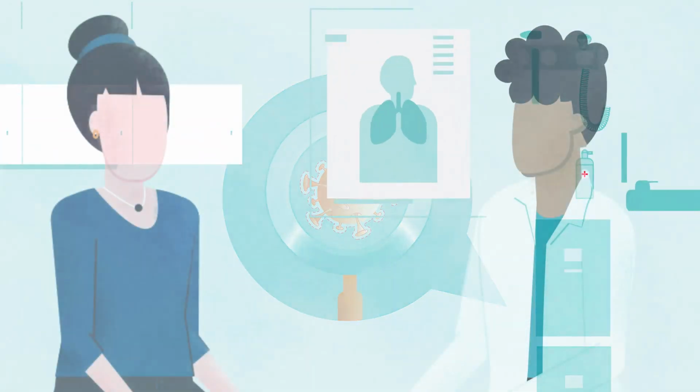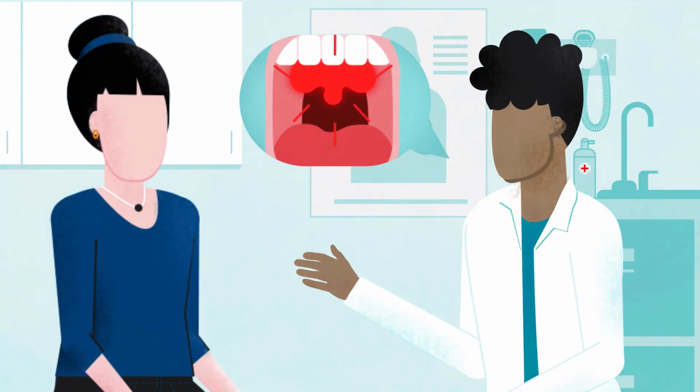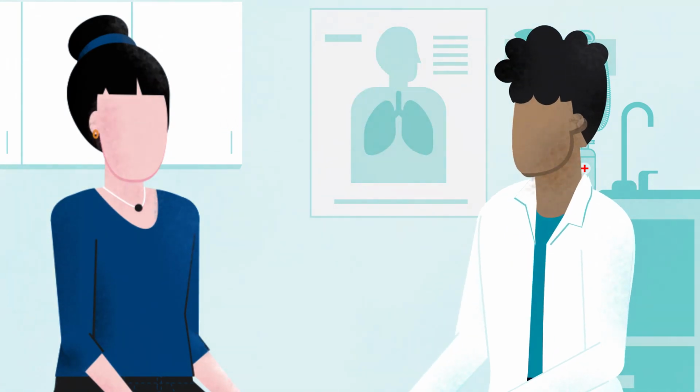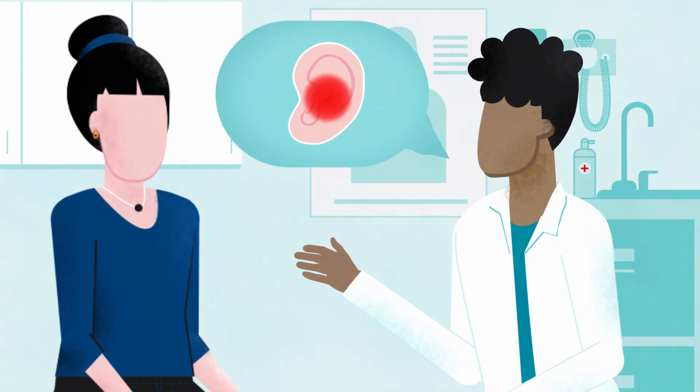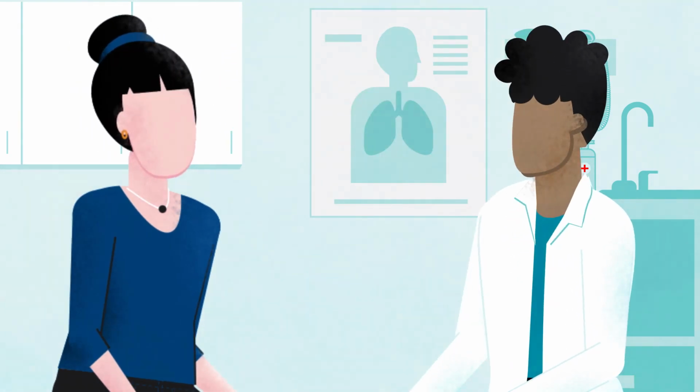For example, "When looking at your throat, I don't see any redness or discharge from your tonsils, which I would expect to see if you had strep throat. I also don't see any redness in your ears. These things tell me it's unlikely you have a bacterial infection."